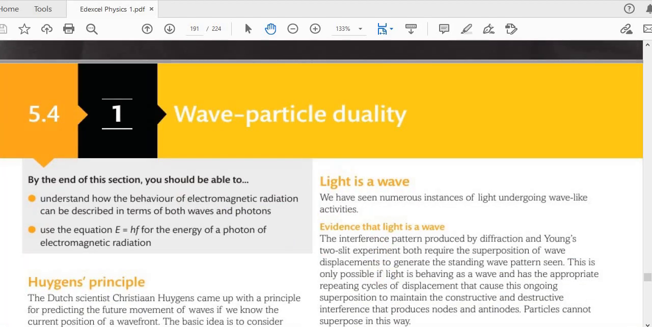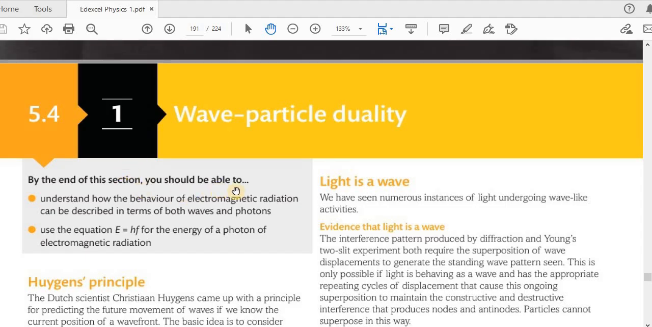Now let's start with chapter 5.4, part 1, wave particle duality. So you see wave particle duality. Dual means two. So we will see something to do with waves and particles, especially when it comes to the electron. The electron can behave as a wave and also as a particle. We will see the details.